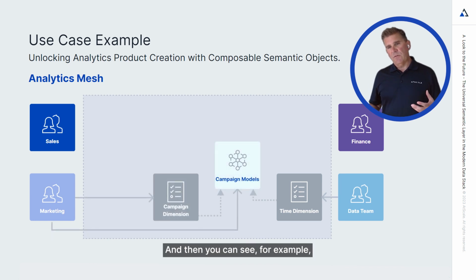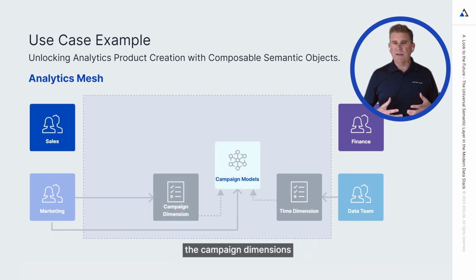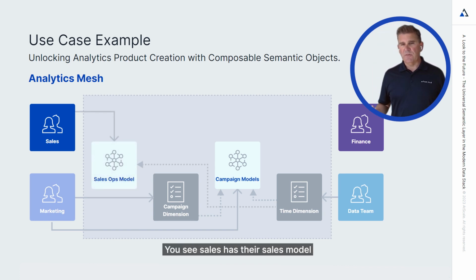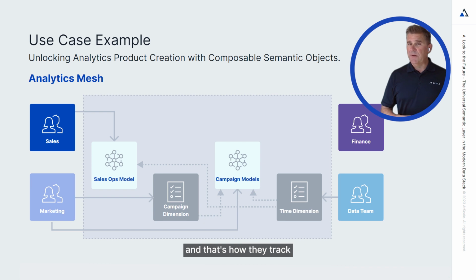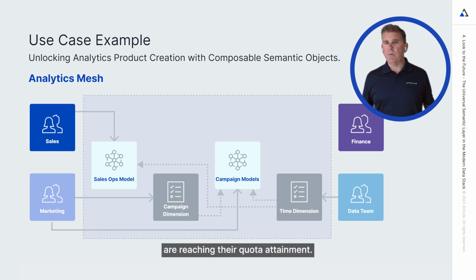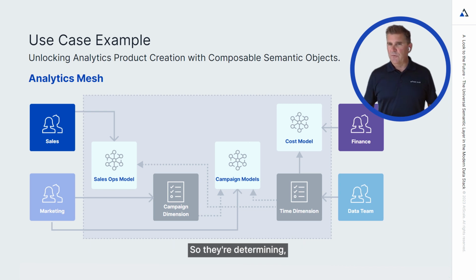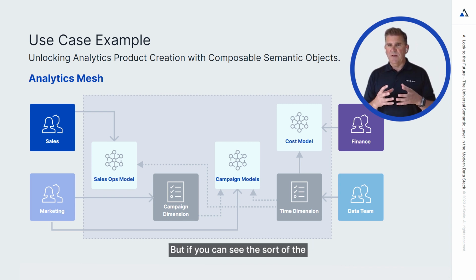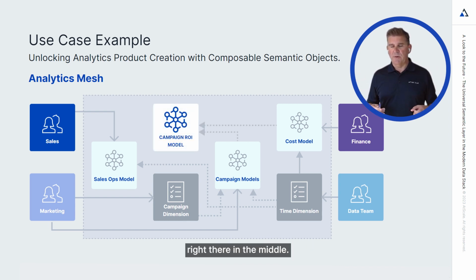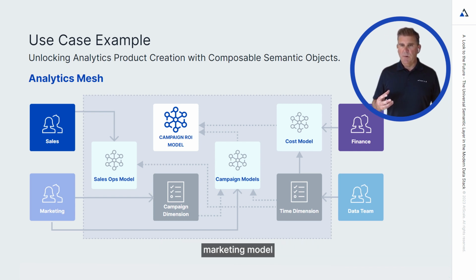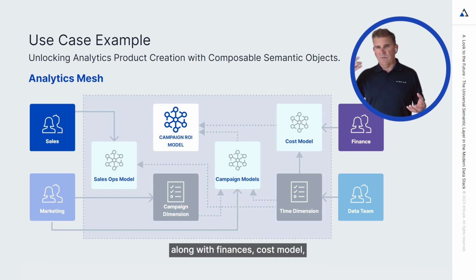And then you could see, for example, that the marketing team is owning the campaign dimensions because they're running marketing campaigns. You see, sales has their sales model, and that's how they track how they're doing reaching their quota attainment. You've got finance who's owning the cost model. So they're determining how much things cost and managing that in their own model. But you can see a sort of composite model right there in the middle. So it's a combination of marketing's model along with finance's cost model.